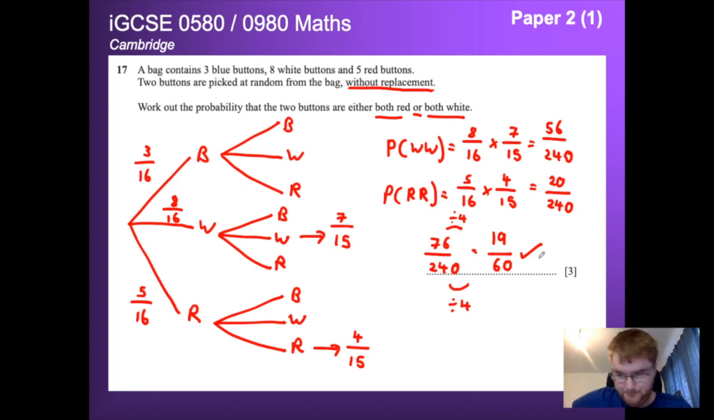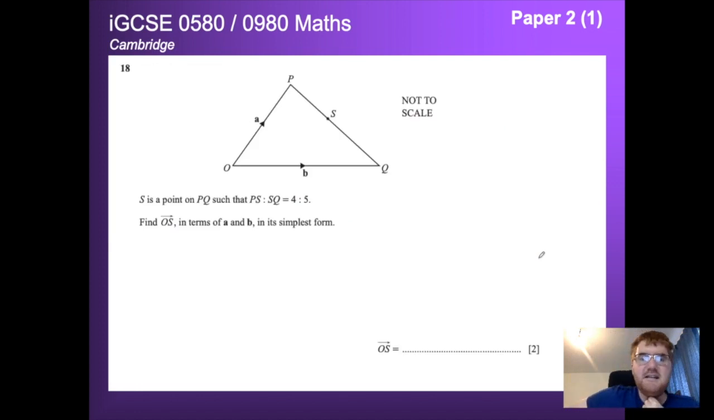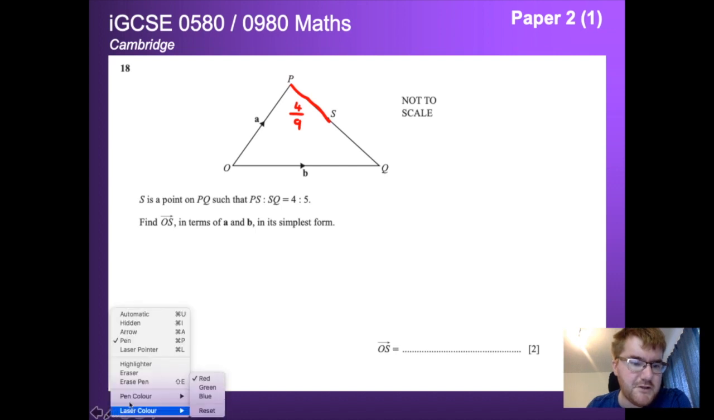Question 18, a typical vector algebra question, particularly towards the end of the paper. S is a point on PQ such that PS to SQ is in the ratio of 4 to 5. Now before I even start, I like to write down the fractions for this. So P to S is the left hand side, so that's going to be 4/9 of the line. And let me change my colour.